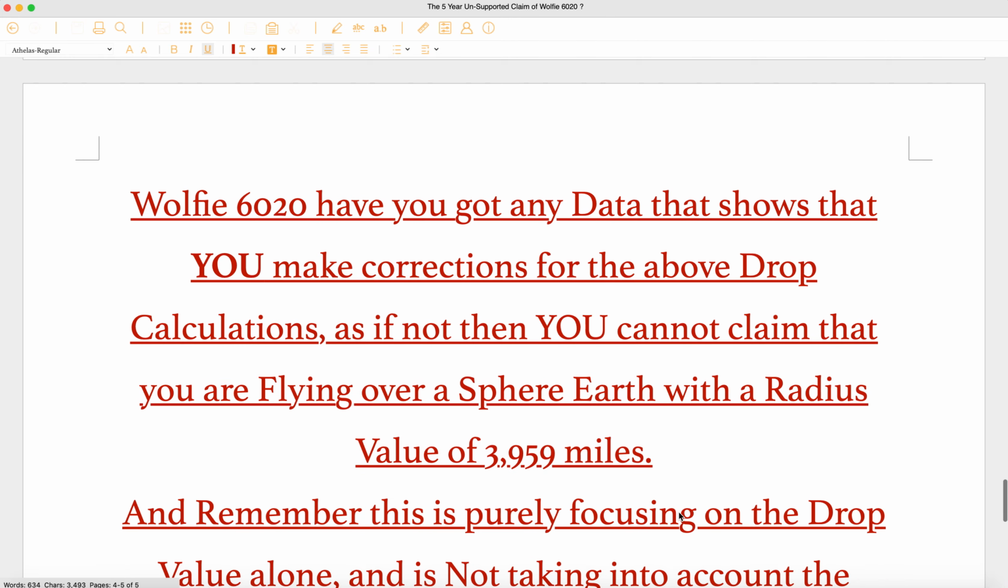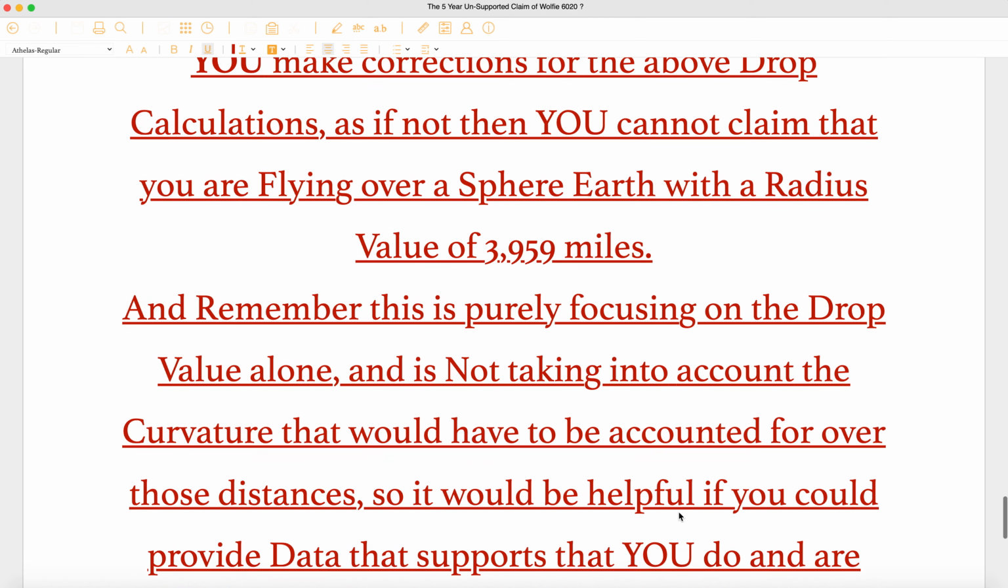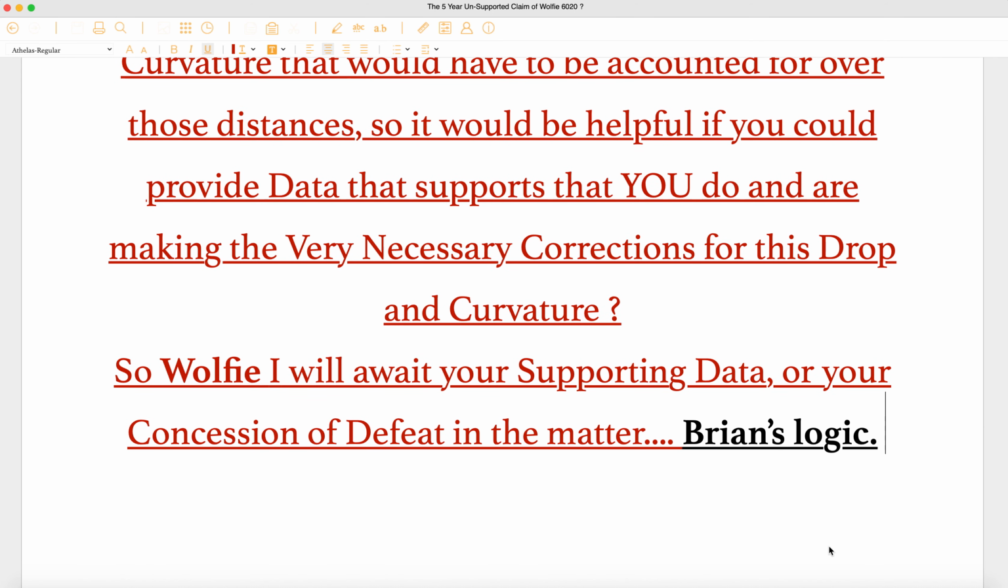Wolfie 6020, have you got any data that shows that you make corrections for the above drop calculations, as if not, then you cannot claim that you are flying above a sphere Earth with a radius value of 3959 miles. And remember, this is purely focusing on the drop value alone and is not taking into account the curvature that would have to be accounted for over those distances. So it would be helpful if you could provide data that supports that you do and are making the necessary corrections for this drop and curvature. So Wolfie, I will await your supporting data or your concession of defeat in the matter.